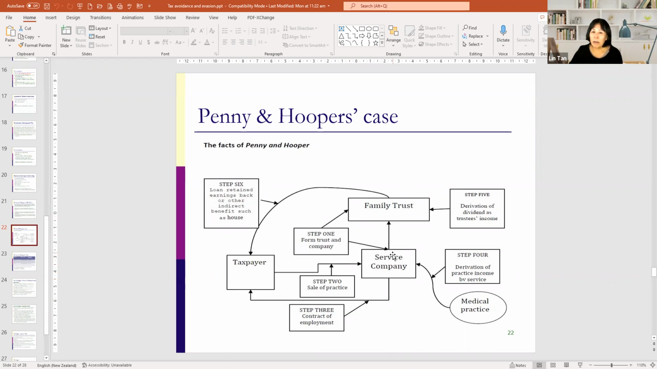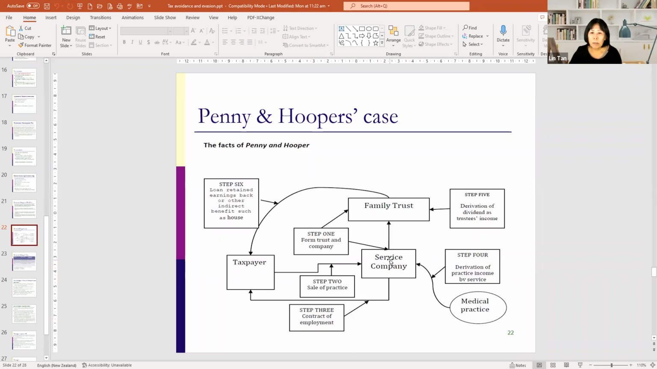So after they've done that, what they did was they sold their practice to the company, and therefore they become an employee of the company. They draw up a contract of employment. And of course, this taxpayer will be providing all the services, all the medical practice here, and all the income will be derived by the service company.